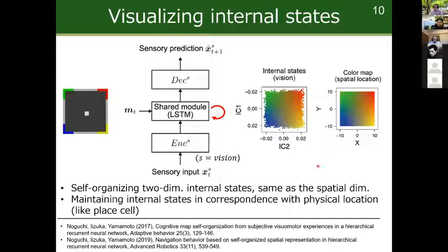As you can see, the two-dimensional internal states are self-organized in the shared module neural network, and the dimensions correspond to the spatial dimensions of the environment as well. Those internal states are also maintained in correspondence with the physical location. So this is very close to a place representation, and the internal state corresponds to the actual position.